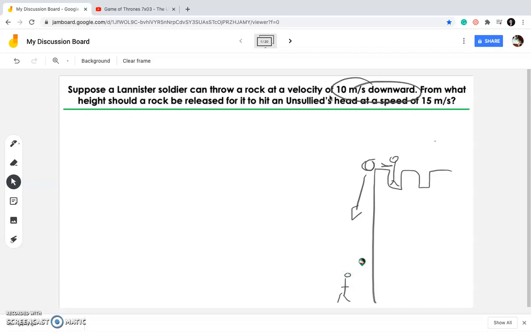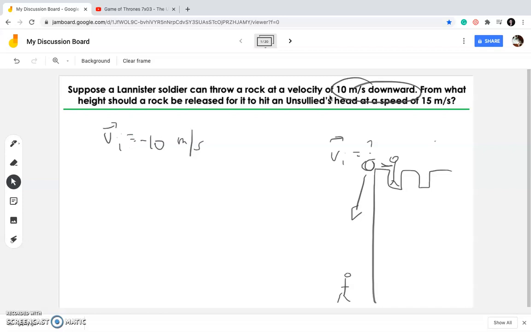And it says here that a Lannister soldier can throw a rock at a velocity of 10 meters per second downward. So is that initial or final? Obviously, that's initial velocity, right? So the initial velocity in this case is actually 10 meters per second. Is that all? There's something lacking there. We have to add a negative sign because it's a downward velocity, right? So they're being thrown downward towards those enemies.